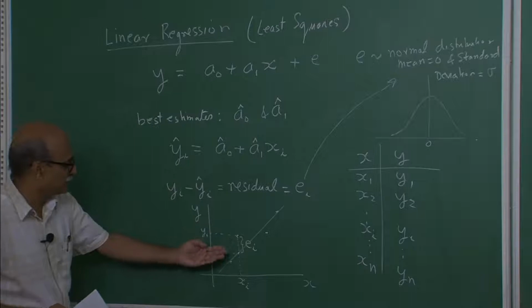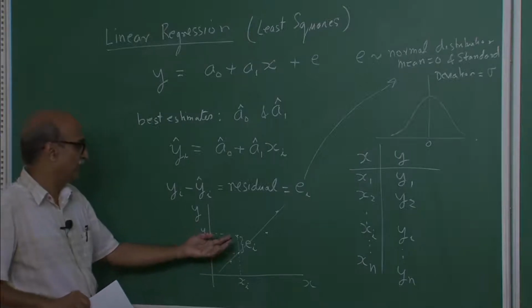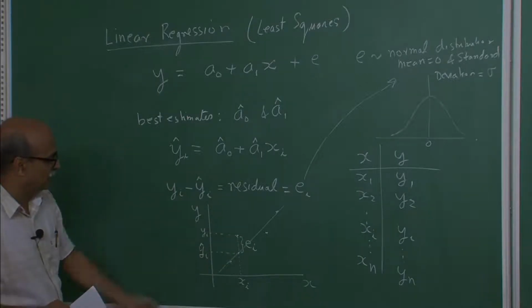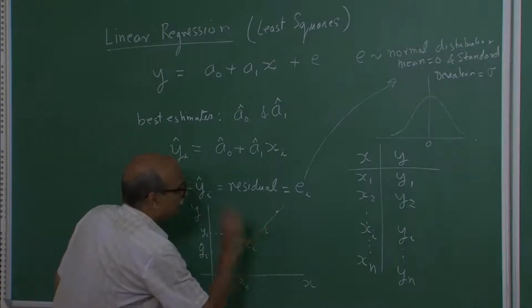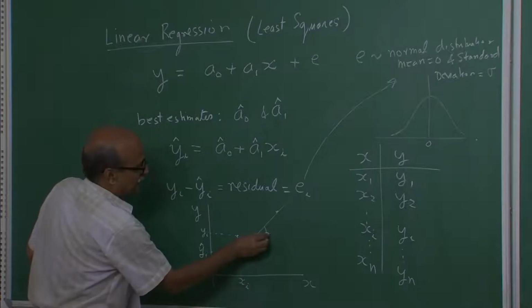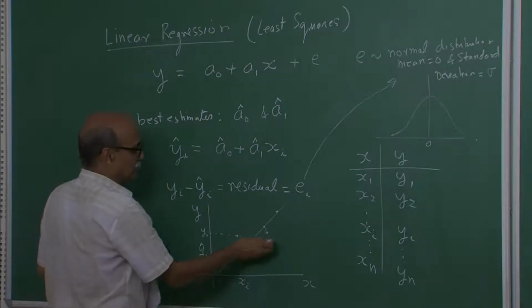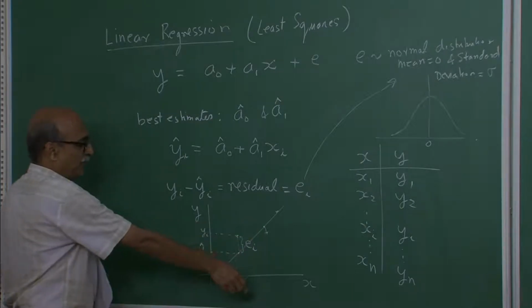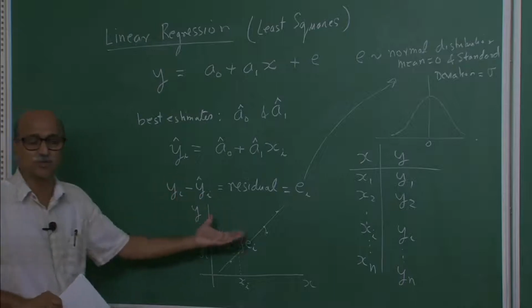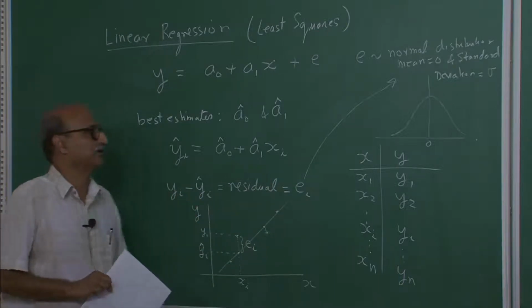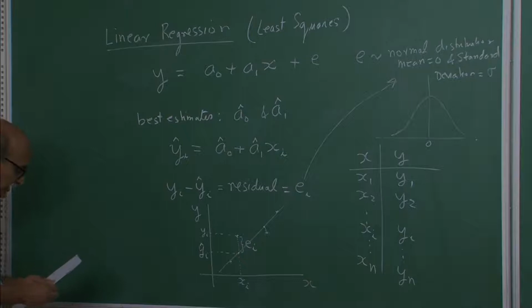Ei will be positive if yi is above the line, that is, the measured value is above the line. Ei will be negative in this case, where this is the measured or observed value and this is the predicted value; the residual would be negative. So, some of the residuals are going to be positive while the other residuals are going to be negative.